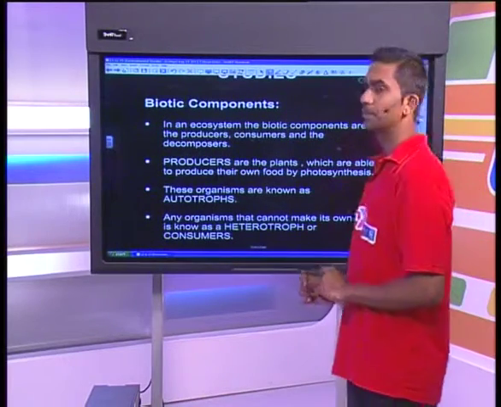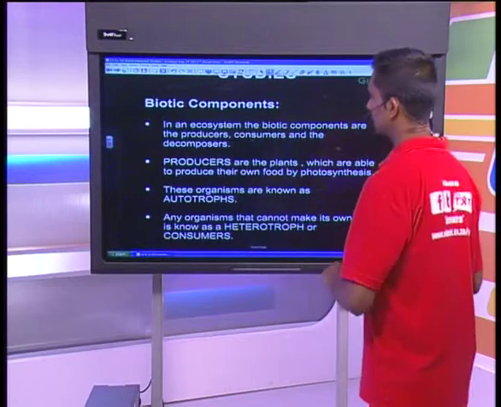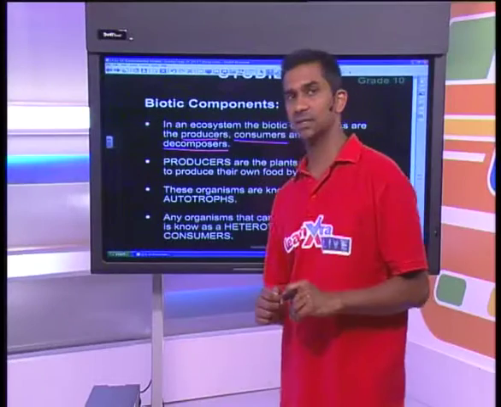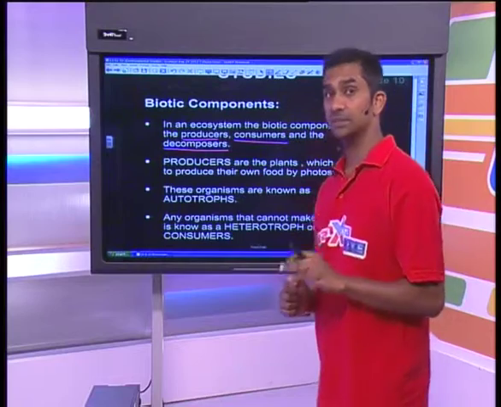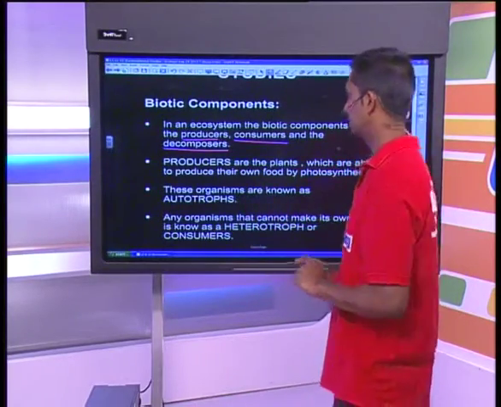Let's look at the different components that form the biotic components. In an ecosystem, the biotic components are the producers, the consumers, and the decomposers. We've mentioned these terms when we did the nutrient cycles. We've mentioned these terms when we looked at the biosphere. Today we're going to look at these terms in relation to the biotic components.